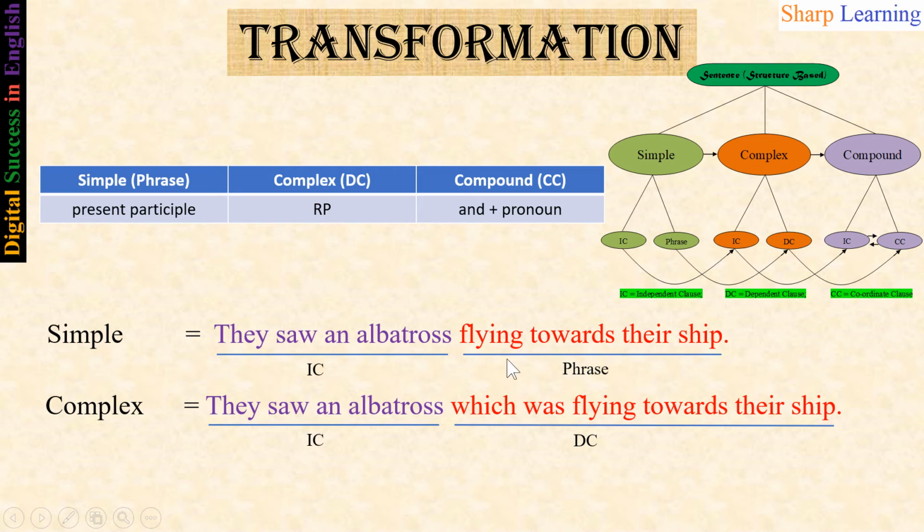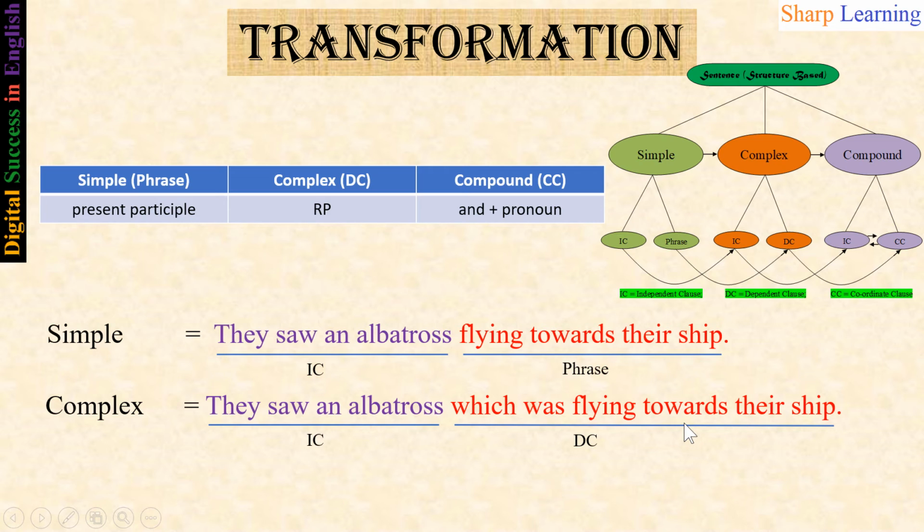Why is it a phrase? Because in this part there is no subject, there is no predicate. But in a DC there is a subject and there is a predicate. Here "which" is the subject and conjunction, "was flying" is the verb, "towards their ship" is the extension. So in this part we have got conjunction plus subject plus verb plus extension, everything. That is why it has become a DC. Using an IC and DC we have made a complex sentence.